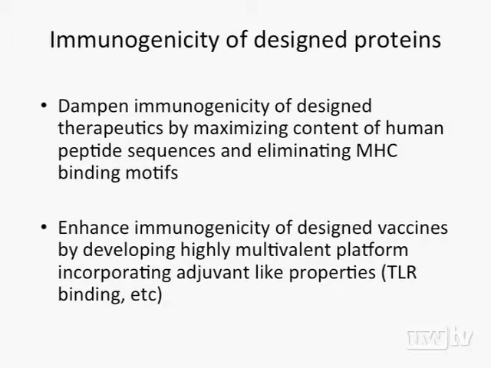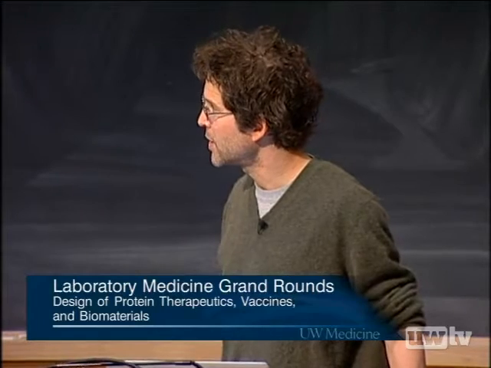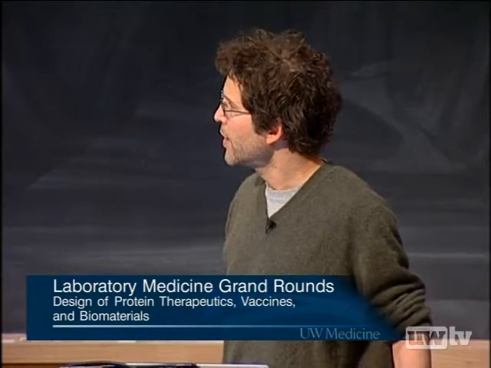On the other hand, in the case of vaccines, we actually want to enhance immunogenicity. So we are thinking about trying to design a multivalent display platform that would have some adjuvant-like properties in addition to presenting the epitope. And I've been talking to a lot of people here about what TLRs and so forth might be good targets. So I'll move on to the next topic.